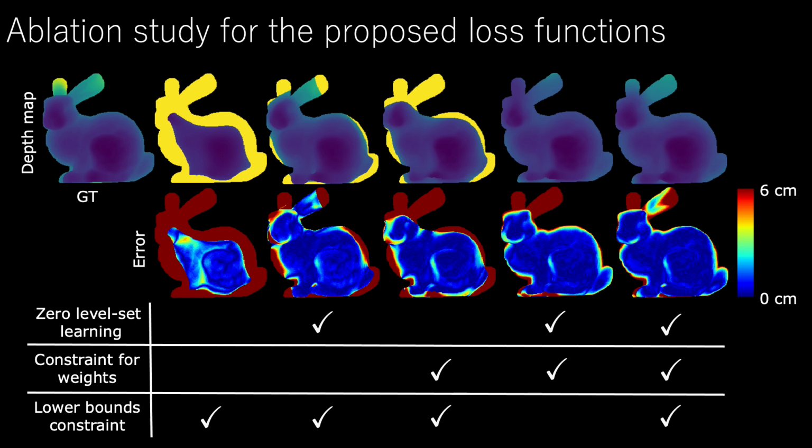We show reconstructed depth maps from zero-level sets after training, with and without the proposed loss function. We demonstrate the effectiveness of the proposed loss functions.